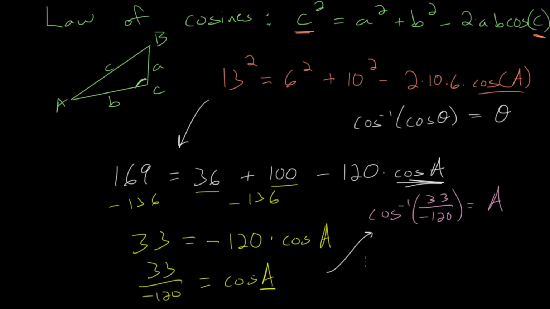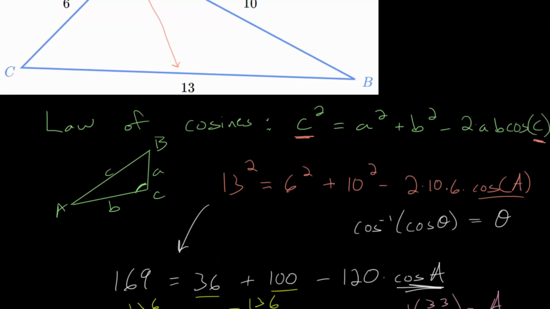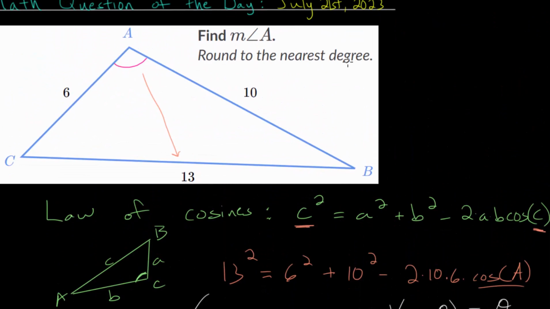What we find is that A is approximately 105.96 degrees. Now, if we go back up to our original triangle, we need to round this to the nearest degree. So we found 105.96, which will round to 106 degrees. And this answer should make sense. It should be the biggest angle in this triangle since it's opposite the biggest side.